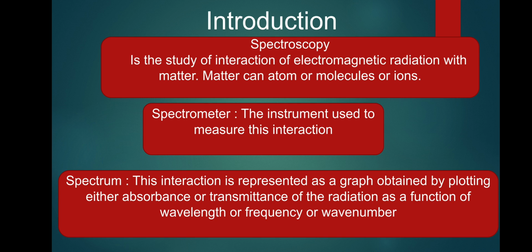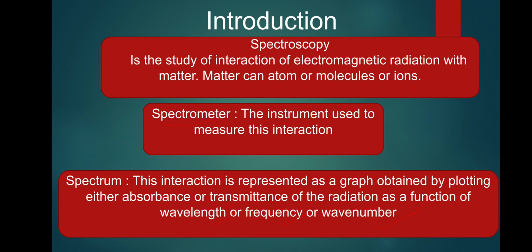So spectroscopy is the study of interaction of electromagnetic radiation with matter. Matter can be atoms or molecules or ions. The instrument which helps us to measure these interactions we call a spectrometer or spectrophotometer. What we get as a result, we call a spectrum. Normally a spectrum is a graph obtained by plotting either absorbance or transmittance of radiation as a function of wavelength, frequency or wave number. Frequency or wave number will be on one axis, and absorbance or transmittance on the other axis.